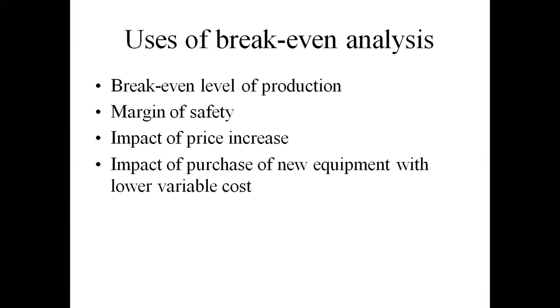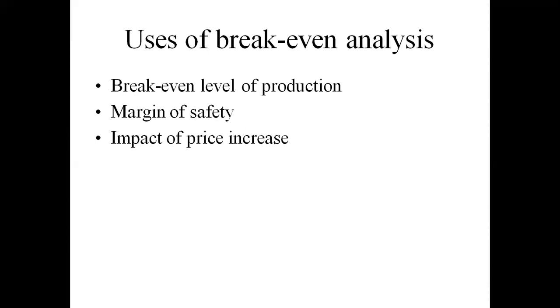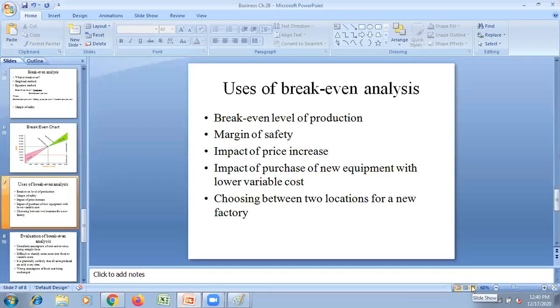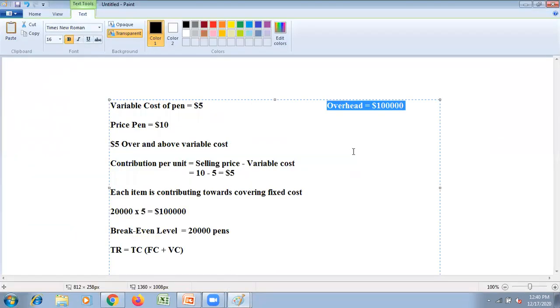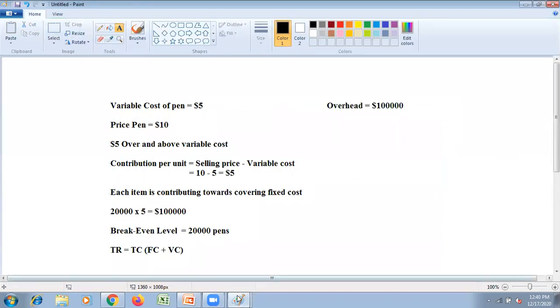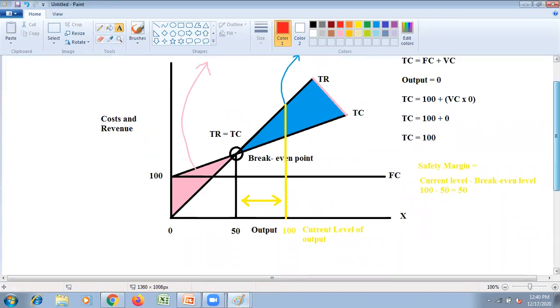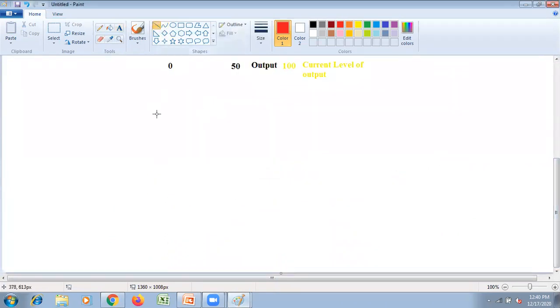Then similarly, the impact of purchase of new equipment with low variable cost. If you buy equipment whose variable cost is low, running cost is low, for example, again you can see the impact on the profit using the break-even. So let me just tell you how it is done. All right, we can use these values later on in calculations. Okay, now let's say this is a break-even.